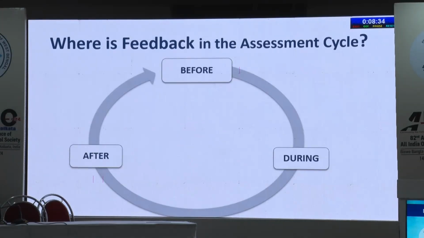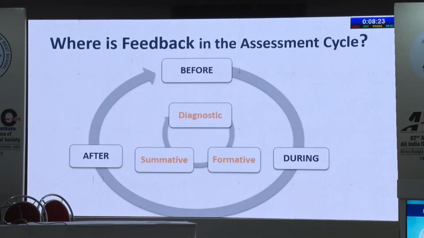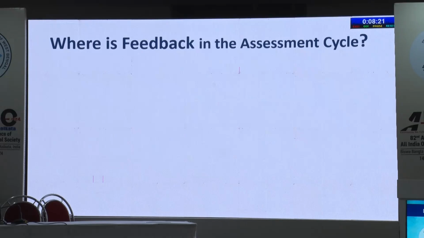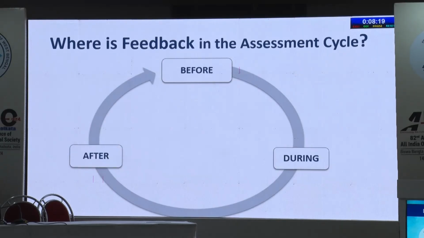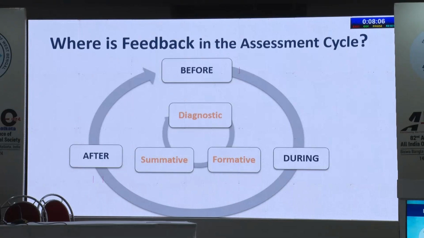And where is feedback in the assessment cycle? We can divide assessment in 3 great moments: before the learning experience, during the learning experience, and after the learning experience. Before is when we think about diagnostic assessment. During is when we provide feedback. And after is when we assess in terms of summative assessment.